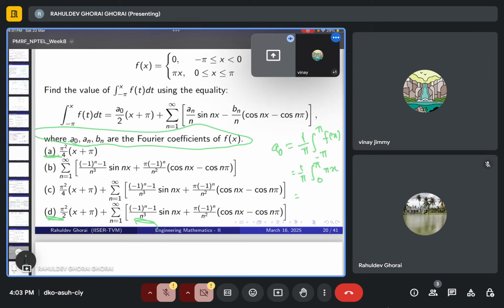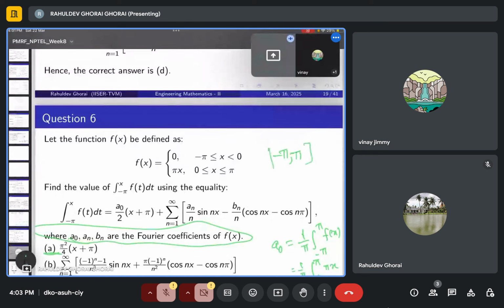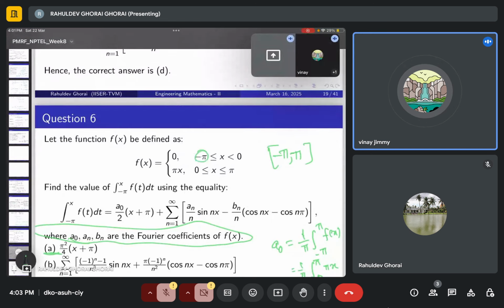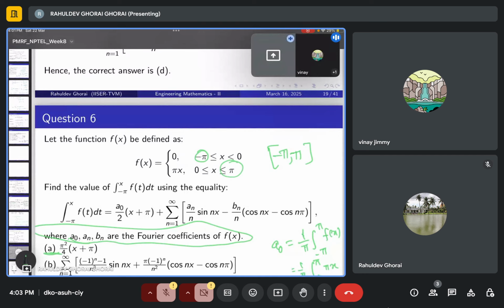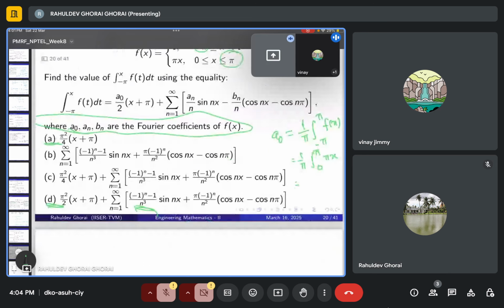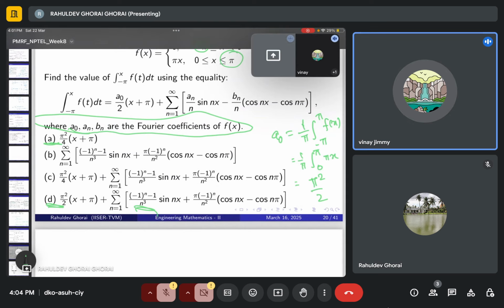Because the interval here is minus pi to pi. Okay, sir. So we have to consider it that way. Whenever it is minus pi to pi, you have to take minus pi to pi only. So the total length is 2 pi, but it will be minus pi to pi. So if you do that, then it is x square by 2. So pi square by 2, right? Okay, pi square by 2, sir. Pi square by 2.